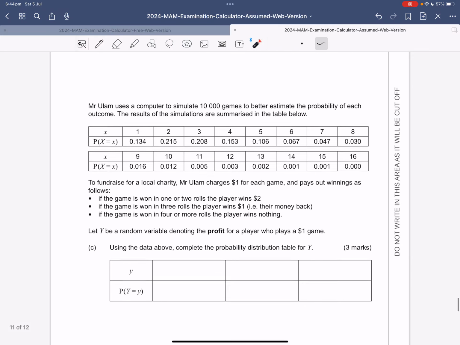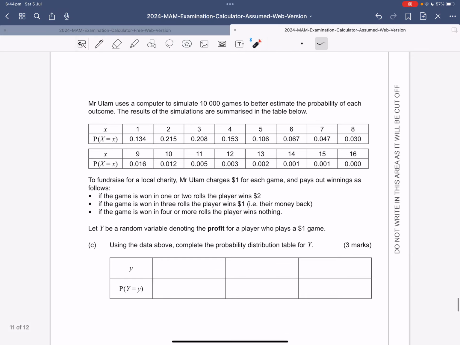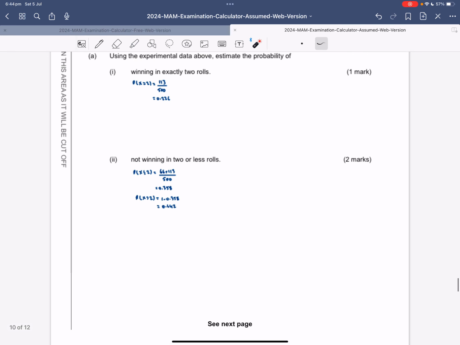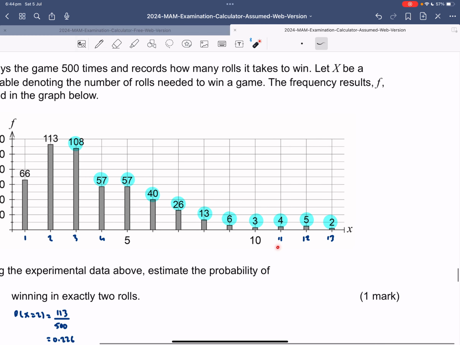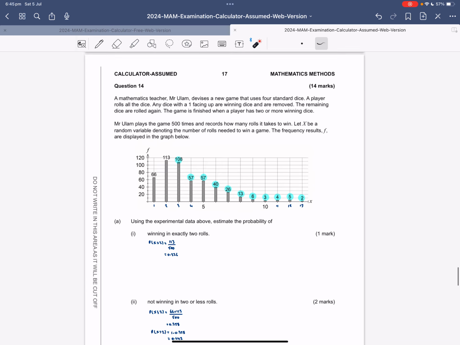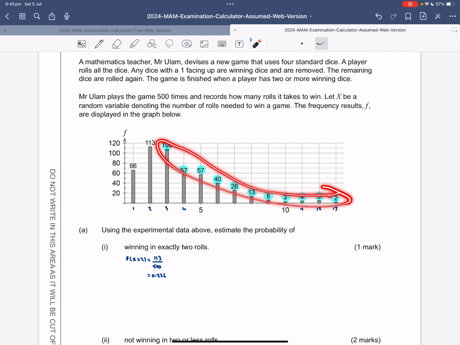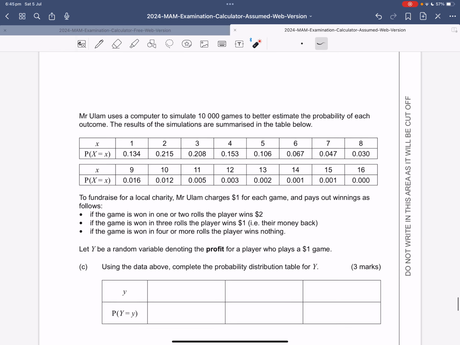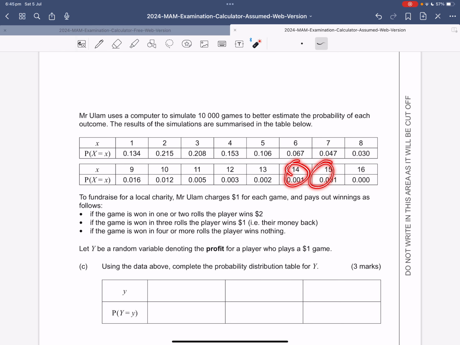Anyway, Mr. Ulam uses the computer to simulate 10,000 games to better estimate the probability. Guys, look, it actually goes up to like 14, 15, 16. That's what I was trying to tell you before. You could possibly need more than 13 rolls. That's why maybe adding these would not have worked. Maybe there were some numbers missing. So this clearly shows that sometimes you need 14 or 15 or whatnot. Well, not 16, but sometimes you need way more rolls before this happens.